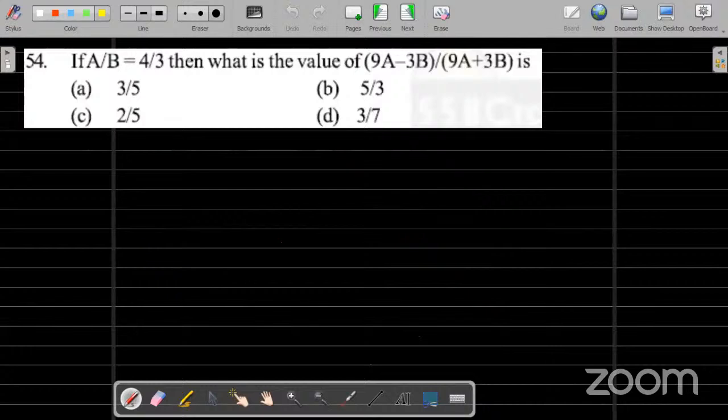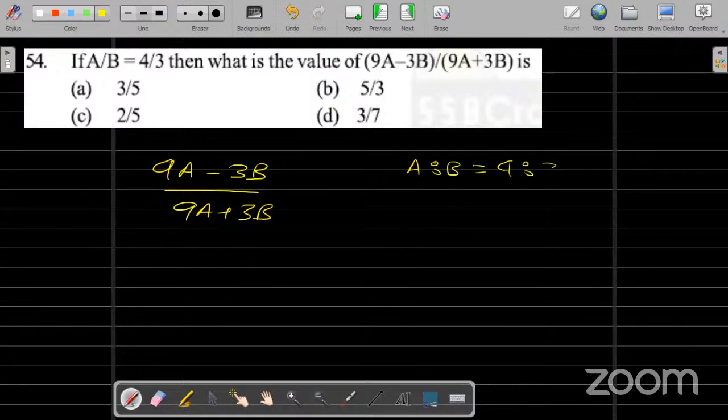Next one. A by B is 4 by 3. What is the value of (9A minus 3B) divided by (9A plus 3B)? So here we have a relation between A and B. A is to B is 4 is to 3. That is what is given. A by B is 4 by 3 means A is to B is 4 is to 3.